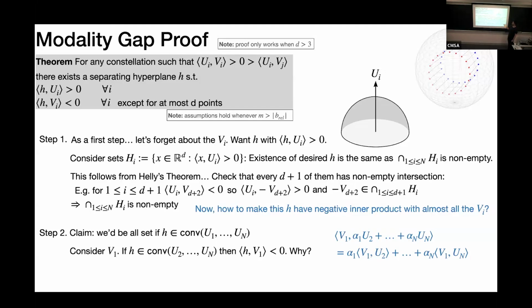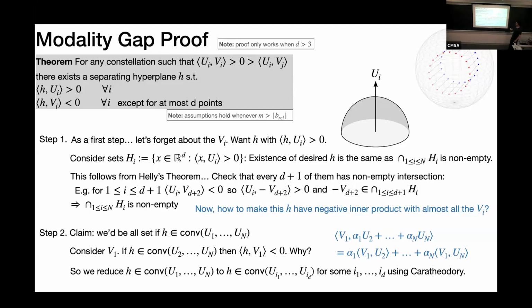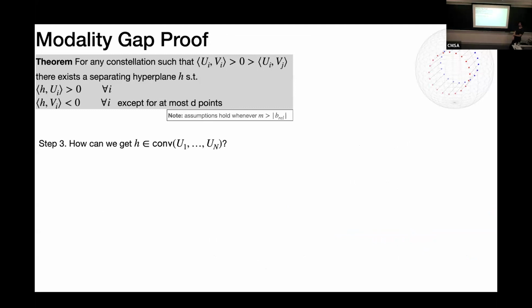Okay, so how is this useful? Well, if H were in the convex hull of very few things here, we'd be happy because you'd have a negative inner product against all the other V's. And that reduction is done by Carathéodory's theorem. So instead of H being in the convex hull of U1 through UN, we can reduce it to the convex hull of I1 through ID, so just D of these. And then the point is for any other V that's not one of these, you're in good shape by this very same argument. All right. So how in the world, finally, are we going to get H into the convex hull of the U's?